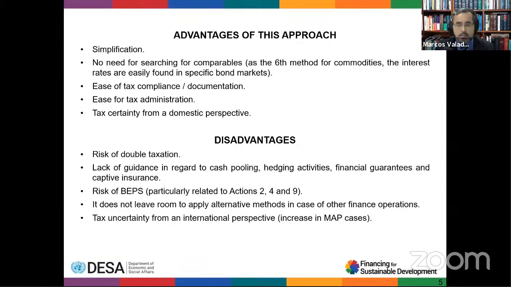But Brazil has thin cap rules and CFC rules too, so it may help a bit on that. It does not leave room to apply alternative methods. It's mandatory. And there is tax uncertainty from an international perspective. In this case, we have MAP, so the risk is to increase the MAP cases. So that's how Brazil deals with financial transactions. Next slide, please.